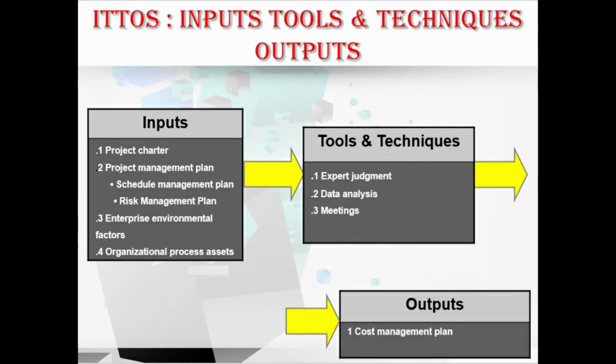In inputs, we have the project charter and the project management plan, which includes the schedule management plan and risk management plan. We have enterprise environmental factors and organizational process assets. In tools and techniques, we have expert judgment, data analysis and meetings. And in outputs, we have only one output, that is the cost management plan. Let's move to the ITTOs in more detail, starting with the first input, the project charter.